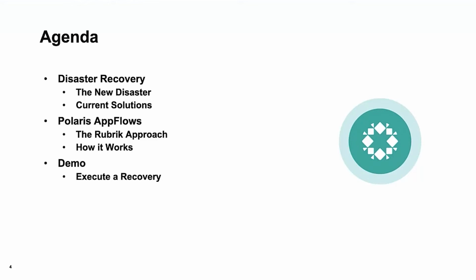And for today's topic, we're going to talk about disaster recovery and how we have a new disaster scenario with things like ransomware. We'll talk about the current state of disaster recovery solutions, what point products are, and how those designs work. Then we'll introduce Polaris AppFlows. We'll take a look at how we approach that problem, and then we'll take a look at how it works, and we'll dive into a demo.